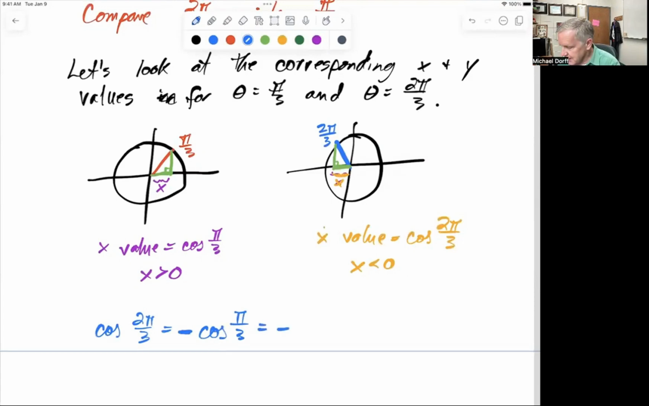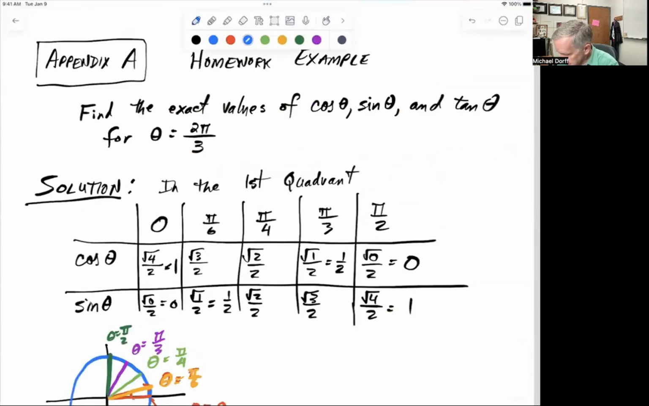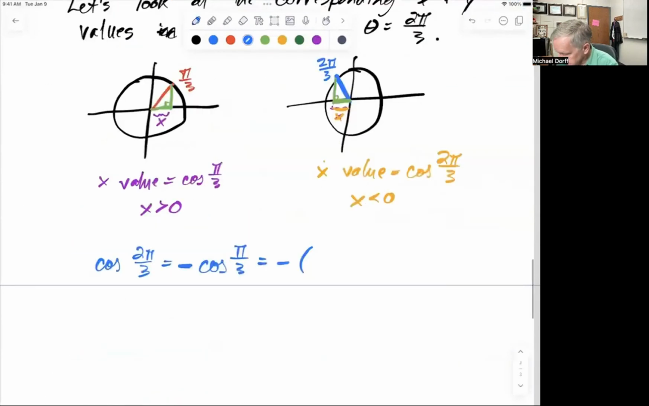But what is the cosine of pi over 3? Well, going back to that chart that we made at the very beginning, the cosine of pi over 3 is 1/2. So we get negative 1/2 for the cosine. So the cosine of 2 pi over 3 is negative 1/2.